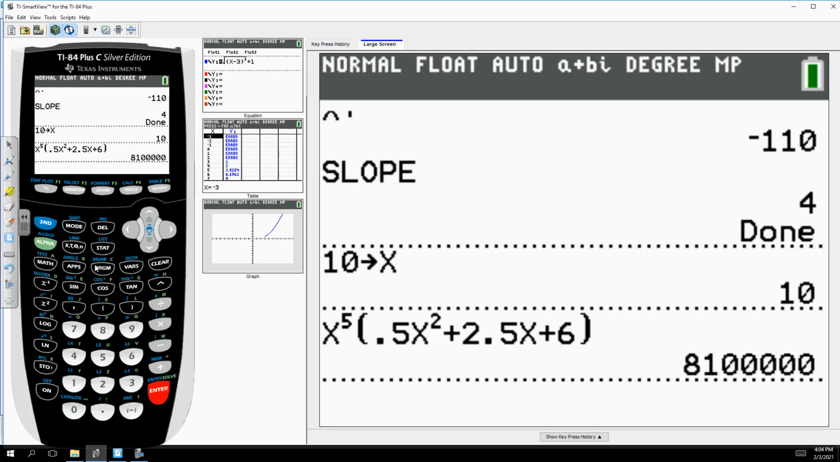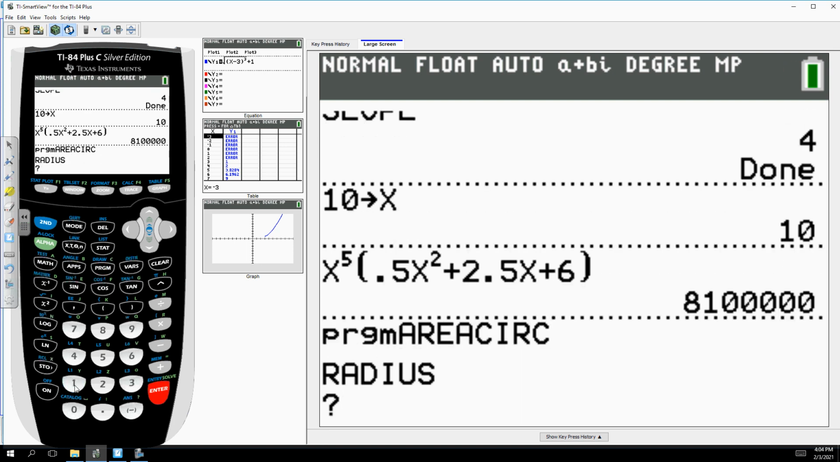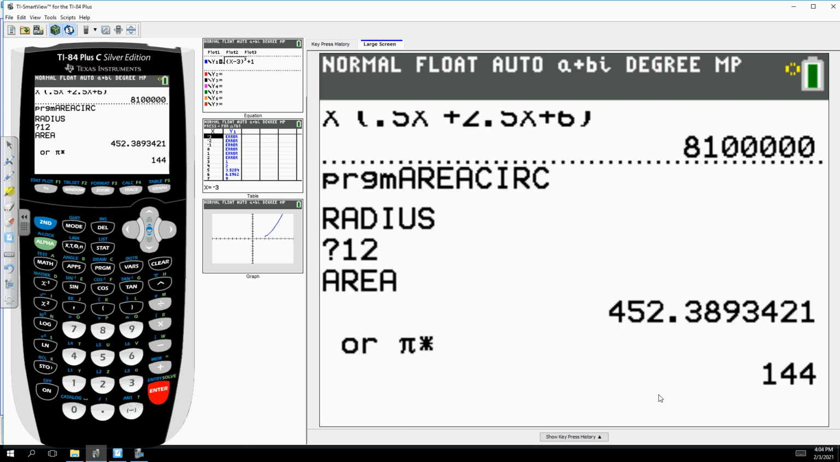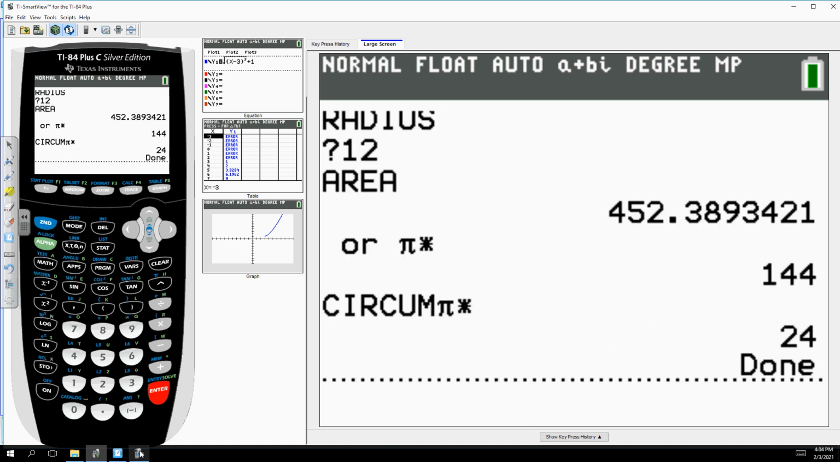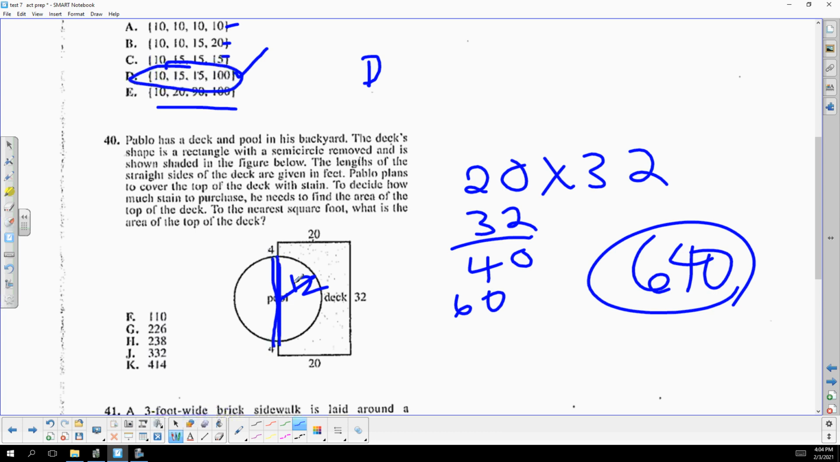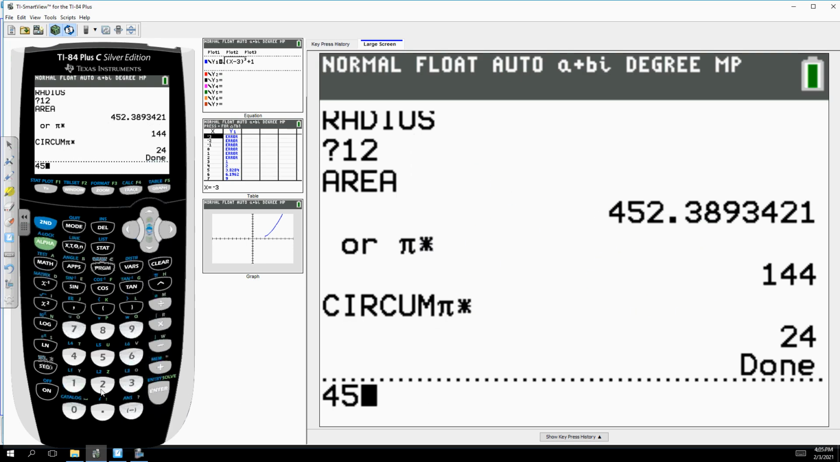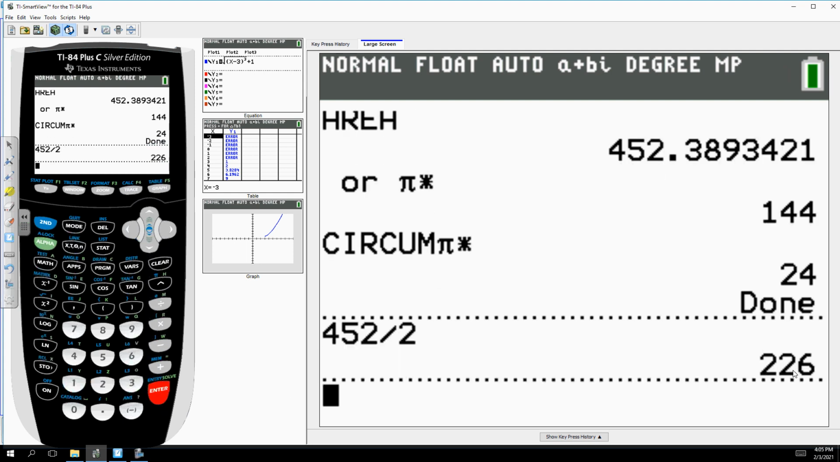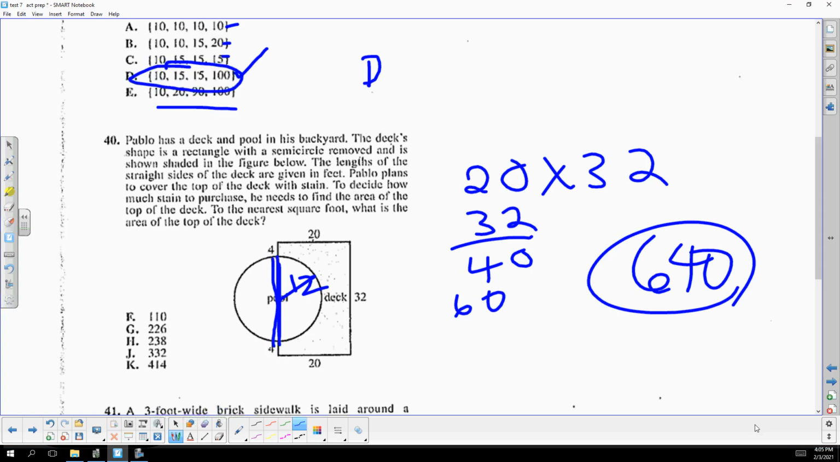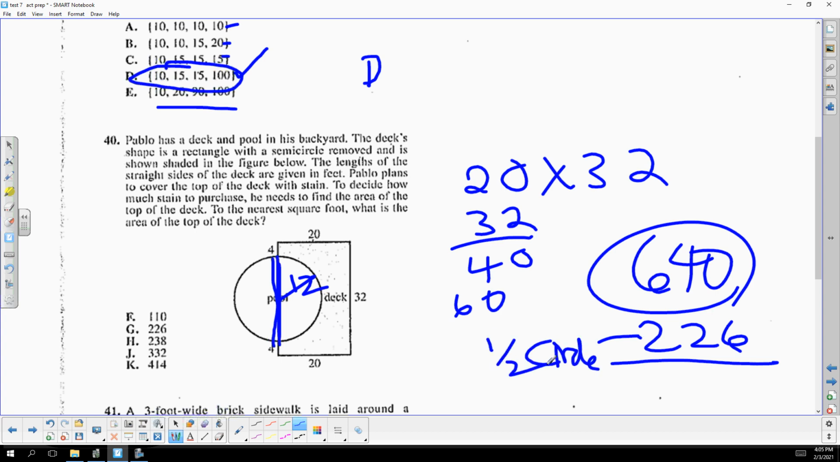Now I forgot, I remember doing this problem. The radius is 12, so I'll use the numerical area 452, but it's not 452, it's only half. So it's half of 452 that we're subtracting, 226. So the answer is 640 minus 226. This is the circle, half the circle subtracted from the rectangle.